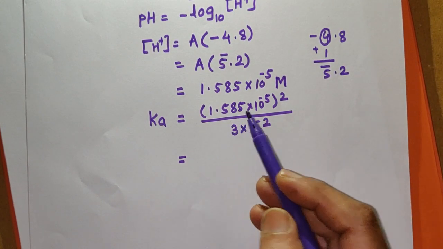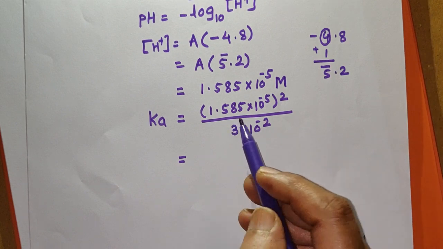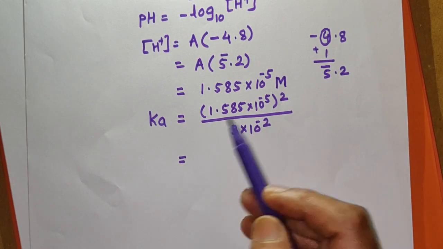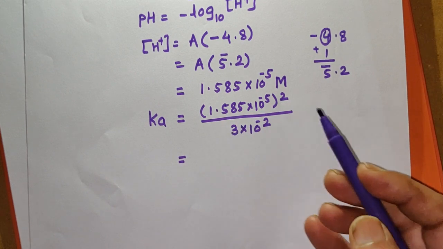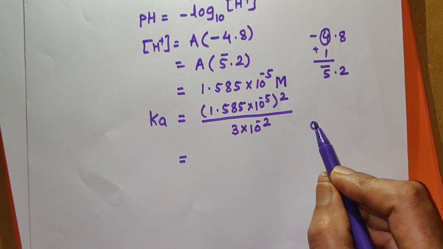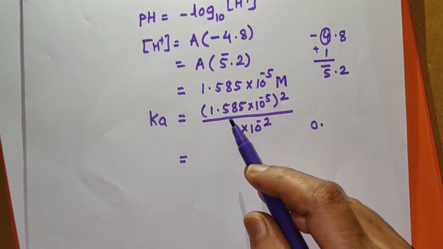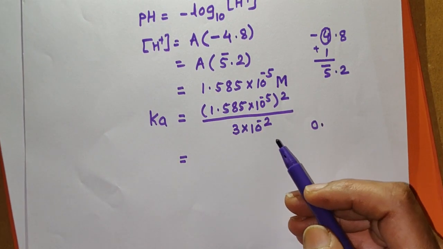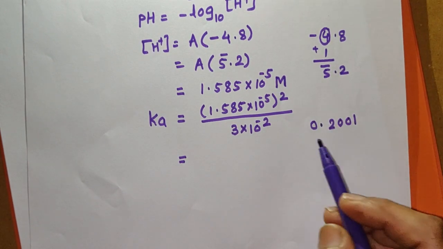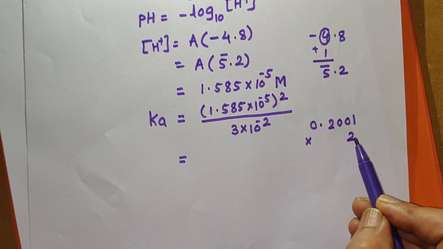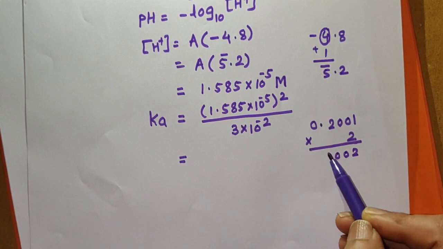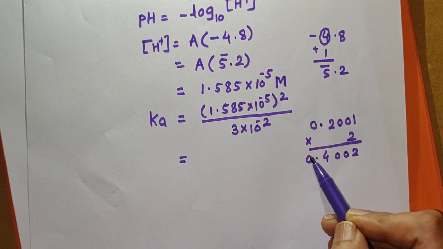Now the square of 1.585 you can calculate by taking the log of this number, multiplying by 2, and seeing the antilog. Now what is the log of 1.585? The characteristic will be 0. The log of this number is 2001 into 22040.